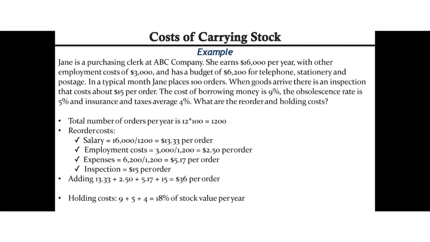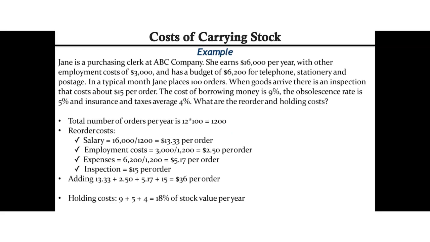Now, let's explore an example. Jane is a purchasing clerk at ABC Company. She earns around $16,000 per year with other employment costs of $3,000 and has a budget of $6,200 for telephone, stationery, and postage. In a typical month, Jane places 100 orders. When goods arrive, there is an inspection that costs about $15 per order. The cost of borrowing money is 9%. The obsolescence rate is 5%, and the insurance and taxes are at 4%. What are the reorder and holding costs?